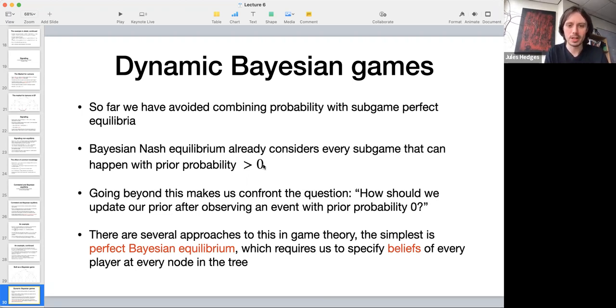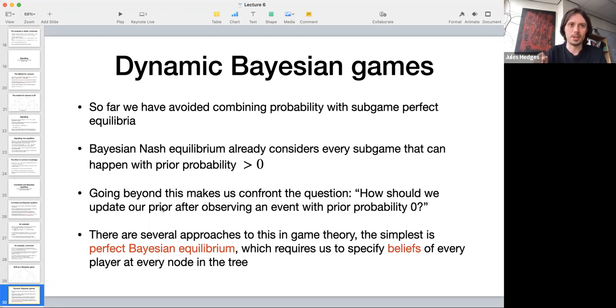So going beyond this makes us confront a very difficult question, which is, if we observe an event that has prior probability 0, how should we update our prior? Bayes' law does not help you there. When you want to combine subgame perfect equilibrium with probability, you have to confront this, because if you pick some random node in the tree that doesn't happen on the path of play with any positive probability, the prior probability of being there was 0, and so you have a big probability theory headache.